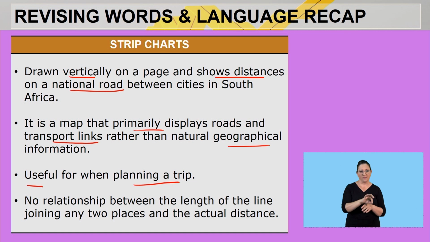And then also, there's no relationship between the length of the line joining any two places and the actual distance in real life. So that's our strip chart.